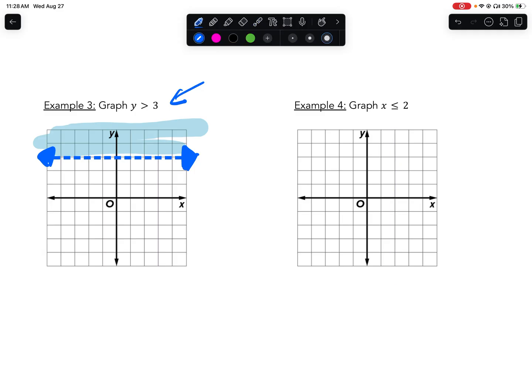So we're going to graph that. Just make your line there. It's going to be a solid line because of the equal to right there, right? It's less than or equal to. That makes it a solid line. We're going to put arrows on the end.